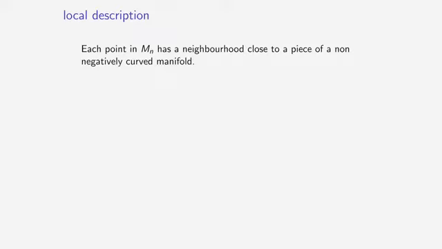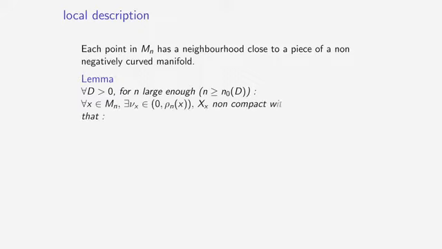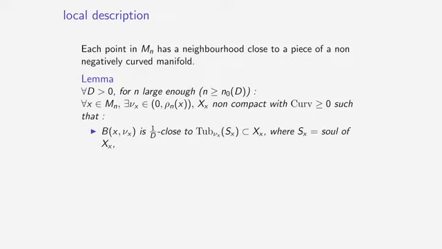So to be more precise, and I need this precision, I don't like to write so many details, you fix a number capital D which is going to be very large at the end. And for n large enough, remember that we are working with a sequence, so there is an index n floating around, large depending on this capital D, for every point x in M there exists a radius nu_x and a non-compact, non-negatively curved manifold such that the ball around x of radius nu_x is close to the tubular neighborhood of the soul of this non-compact manifold.